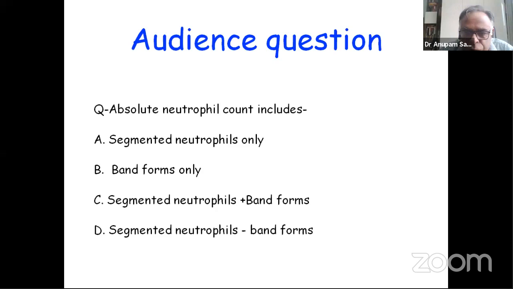Audience question: Absolute neutrophil count includes segmented neutrophils only, band forms only, segmented neutrophils plus band forms, or segmented neutrophils minus band forms? And we've all answered correctly, and that is, it includes segmented neutrophils plus band forms.